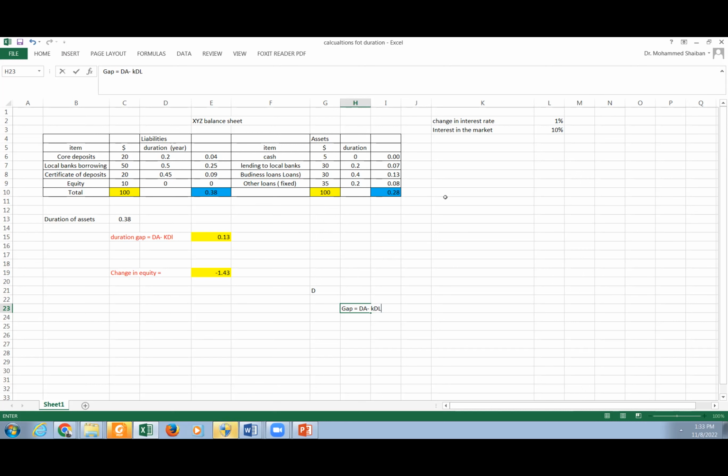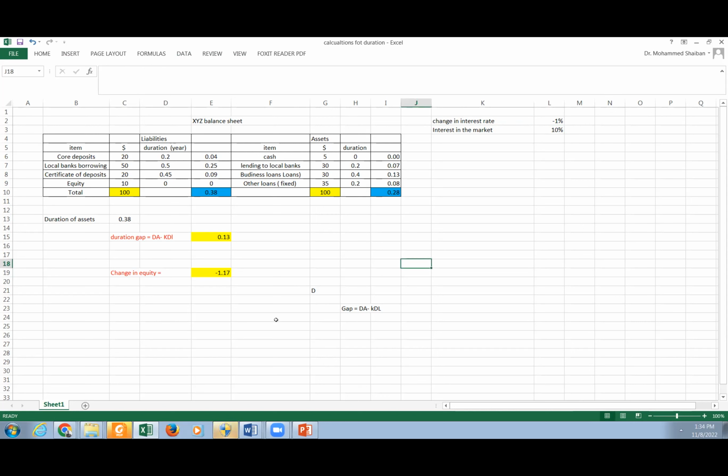So the duration of assets is 38 minus 90. What is the leverage? The leverage is 90 over 100, the liabilities over the total assets. So I get this one, which is minus 13. Then I use the formula and calculate the change in equity. The change in the interest rate is 1%, the market interest rate is 10%. As we said, I expect the impact on equity to be negative, so I'm losing 1.43. You can continue playing with this.